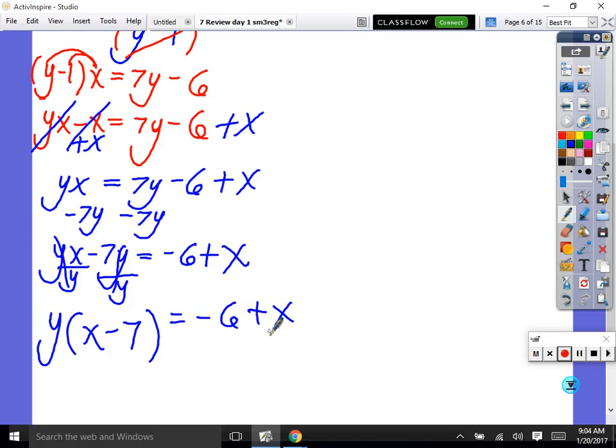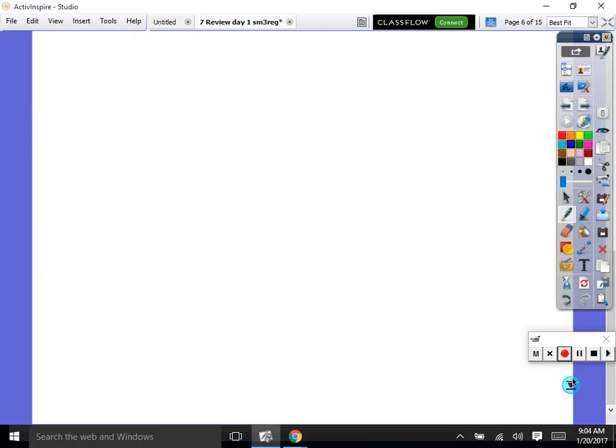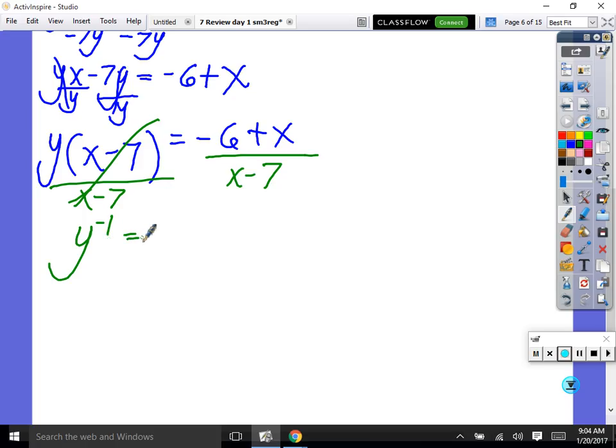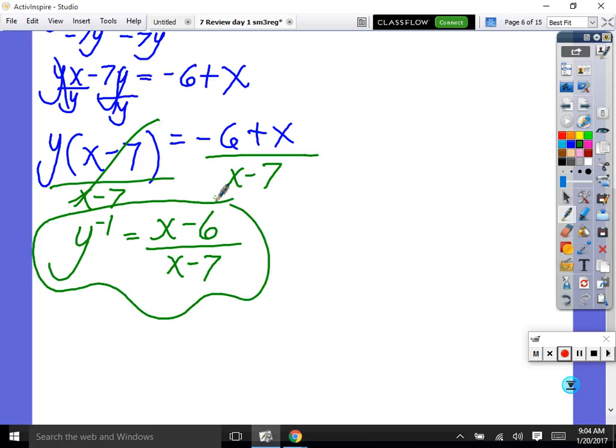Now look why that helps us. We only have one y, so we have one last step to get y alone. What are we going to do? Yeah, divide by x minus 7. So we'll divide both sides by x minus 7, and y's alone. So we've reached our goal. We'll write it correctly: y inverse equals, I'm just going to put this top part in standard form, x minus 6 over x minus 7. And that's my answer. That's all you got to do.